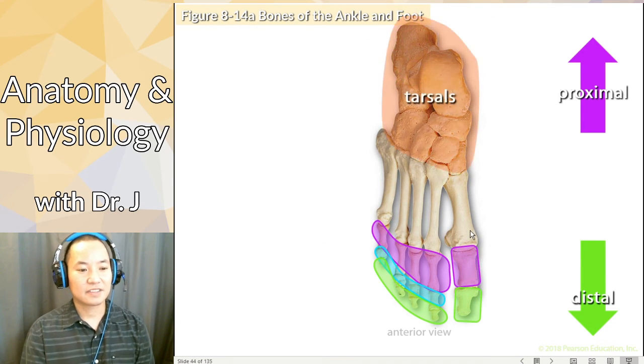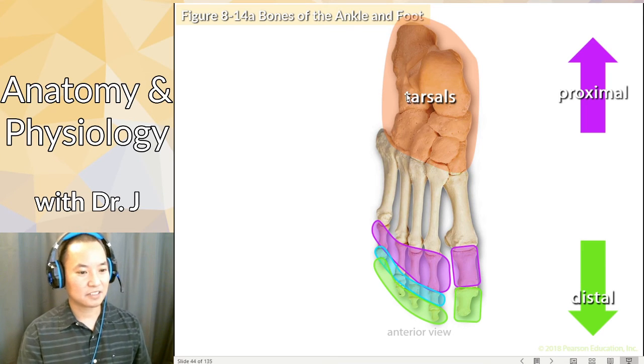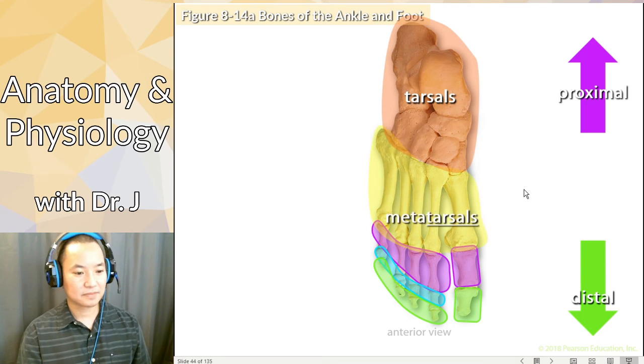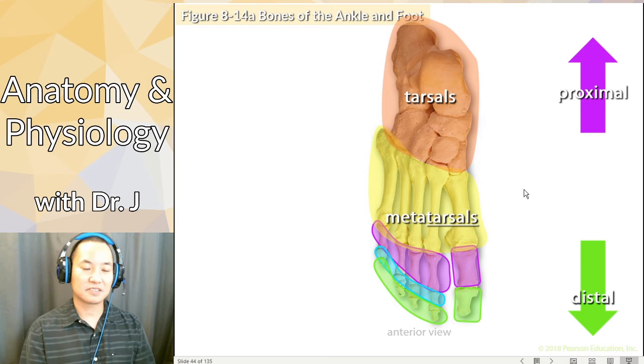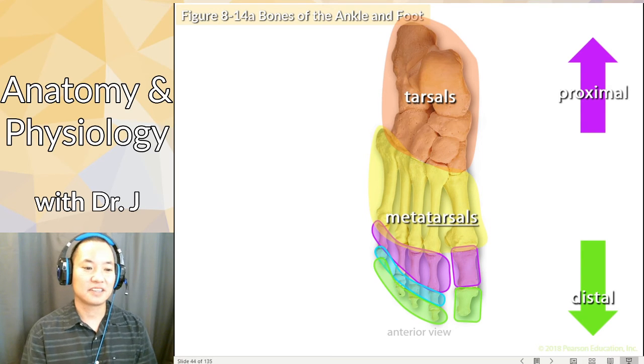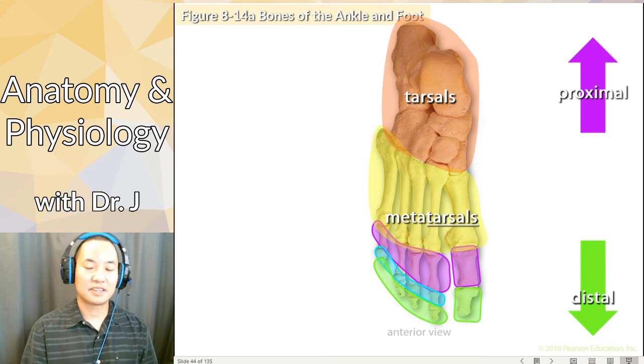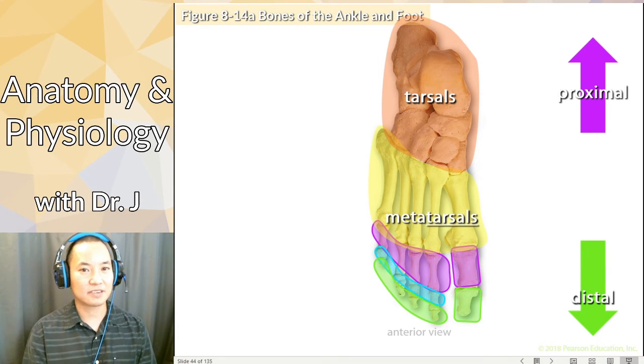And then you have the tarsals. So instead of carpals, you have the ankle and heel bones, the tarsals. And then you have the metatarsals. So just like you have the carpals in your wrist, you have the tarsals in your foot, and just like you have the metacarpals in your hand, you have the metatarsals in your foot. And this joins the phalanges to the tarsal bones.